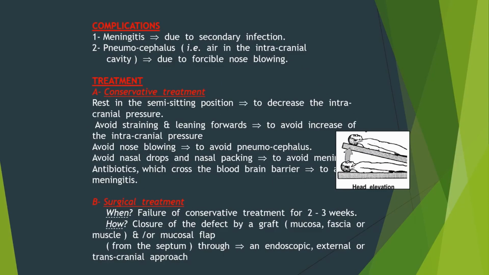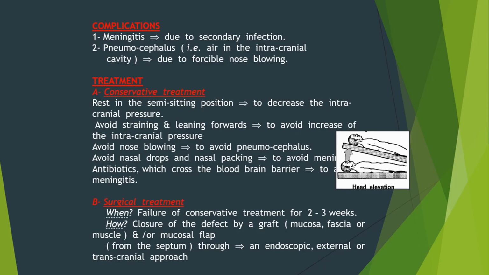What is the complication of cerebrospinal rhinorrhea? It can cause meningitis due to secondary infection, and pneumocephalus, which means air in the intracranial cavity due to forcible nose blowing. How to treat such a case?